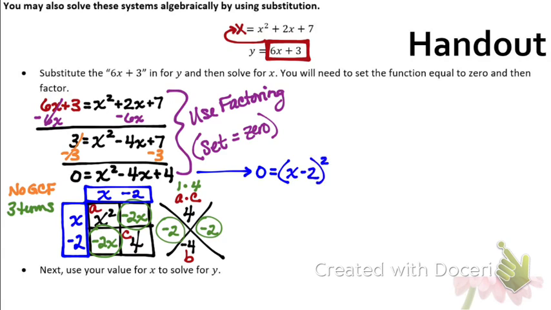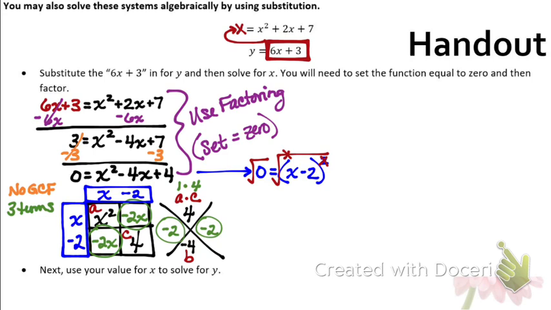Where do I go from here? How do I get rid of the squared? Square root. How many answers do we normally get when we square root things? 2. We normally get 2, a positive and a negative, right?